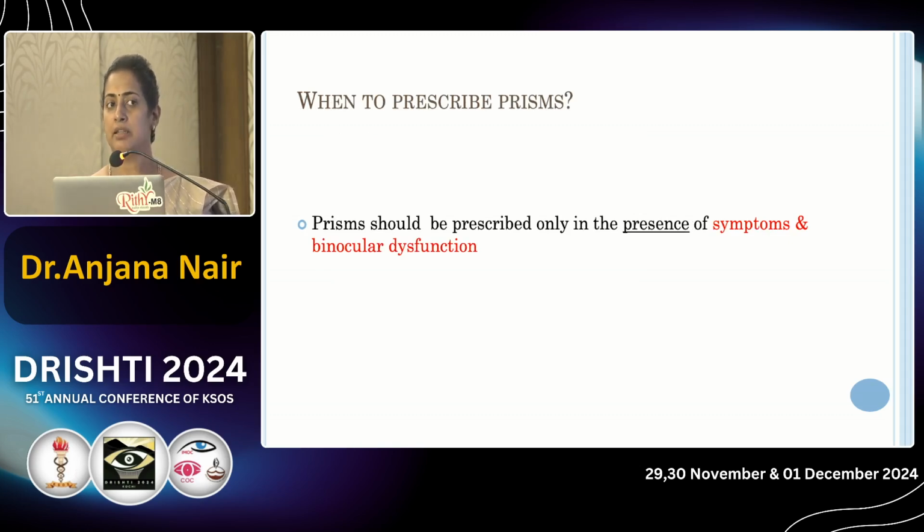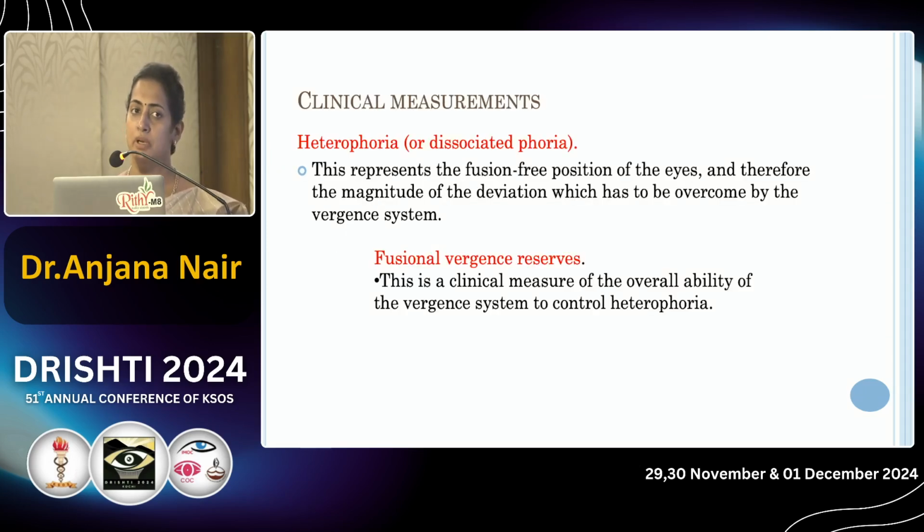We can think of prisms when the patient presents with asthenopic symptoms, and when you make an assessment, you find that the patient has a binocular dysfunction. In such scenarios, you can think of prescribing relieving prisms for correcting the misalignment. Before prescribing prisms, you have to make two clinical measurements. One is the magnitude of heterophoria or the amount of deviation, and you should look for the fusional vergence reserve of the patient. Fusional vergence reserve gives you an idea of the ability of your vergence mechanism to adapt to this misalignment.